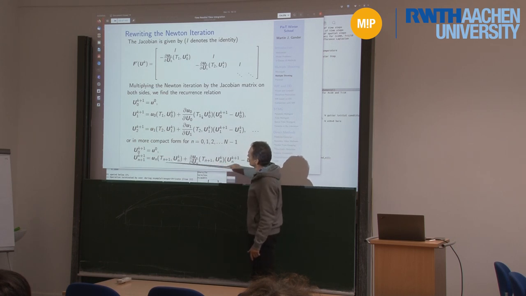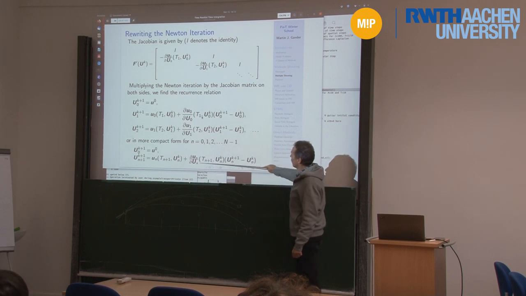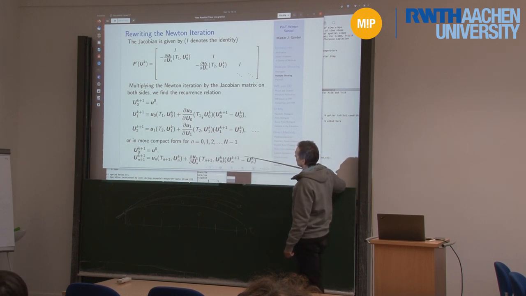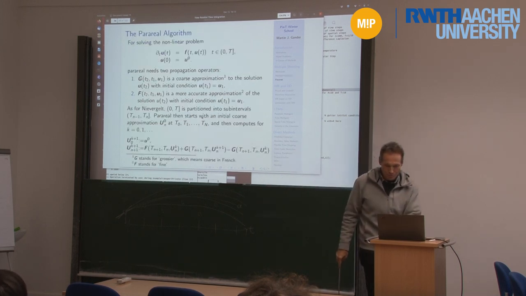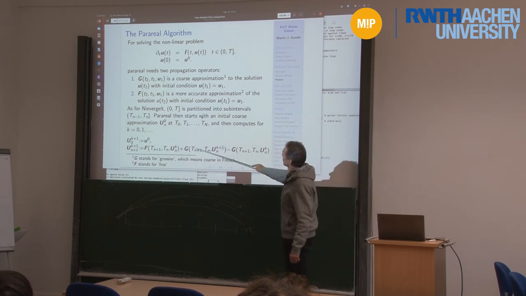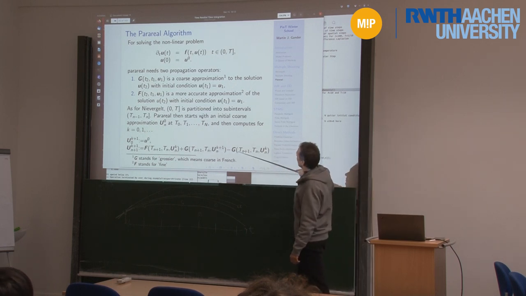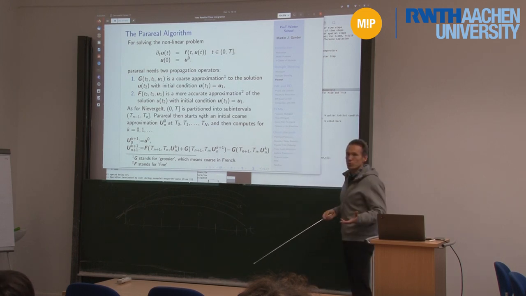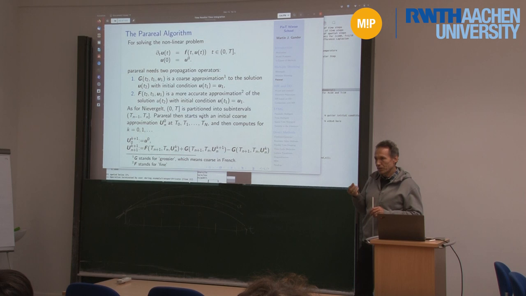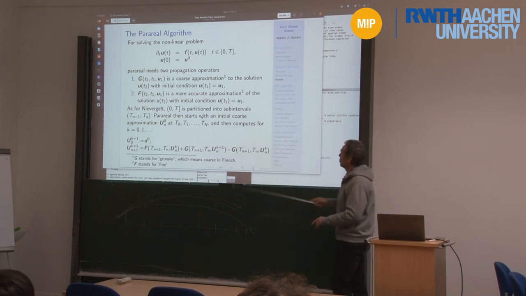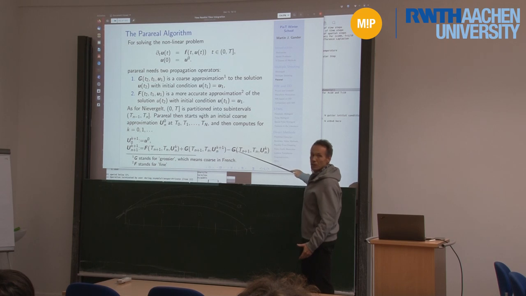Here we have the exact solution on each interval. In parallel, you have F, which is the fine solution, which you can consider as being the exact solution. And here you have a Jacobian term, derivative times difference. And these two are exactly the same arguments that appear in the parareal algorithm, as a difference of the coarse propagator. So parareal is nothing else than a multiple shooting method. But instead of calculating the Jacobian, you approximate the Jacobian by a difference, which you often do. And this difference you calculate on a coarse mesh, so it's cheap. That's the parareal algorithm. It's a multiple shooting.